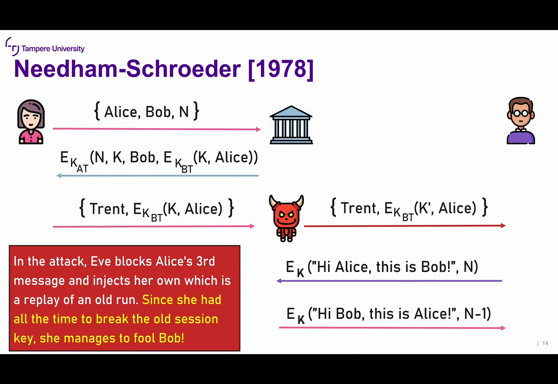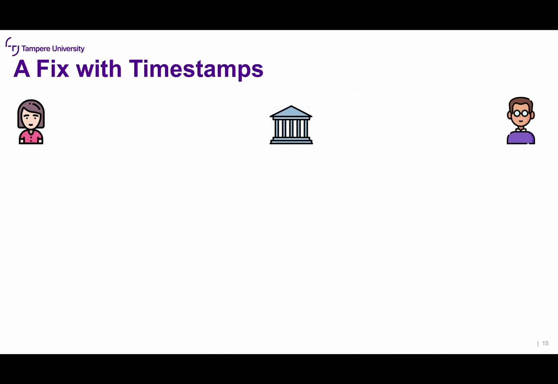I know it might sound a bit strange the first time that you see it, so please try to think about how Eve basically manages to fool Bob. Now, let's try to fix this by using timestamps this time, right?